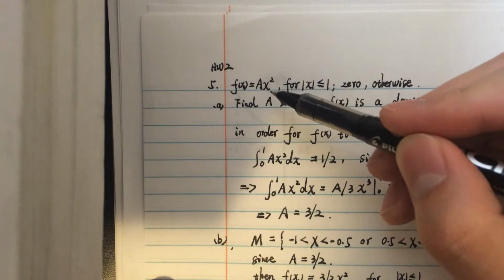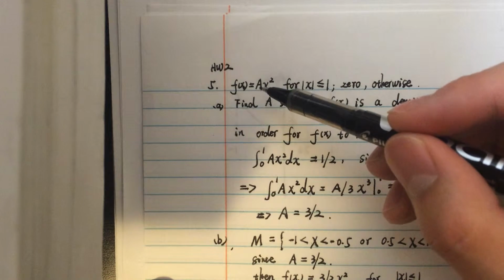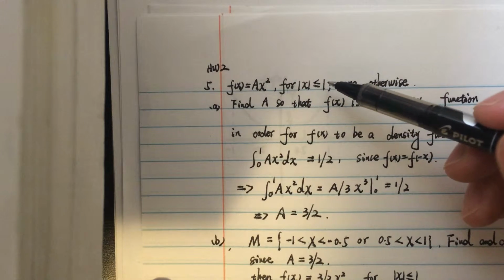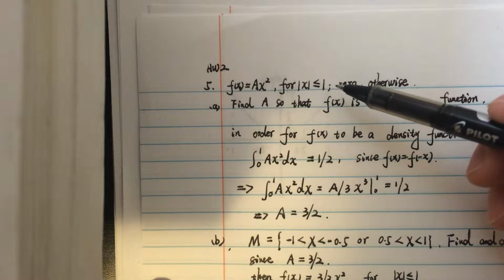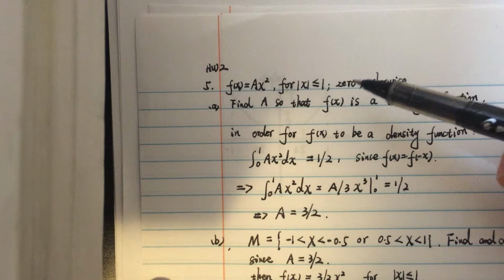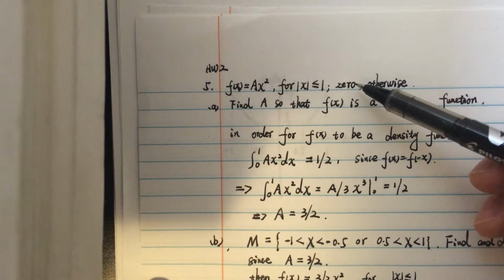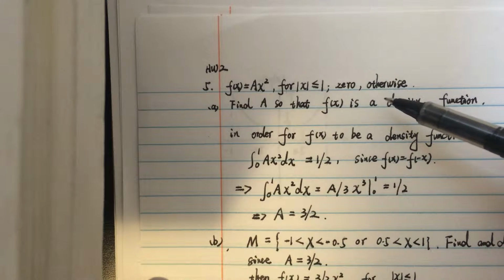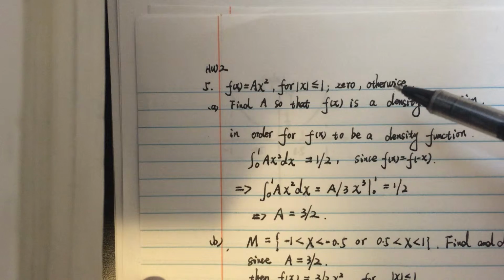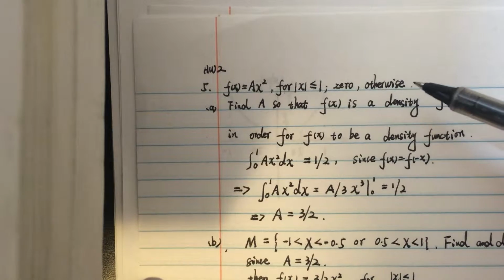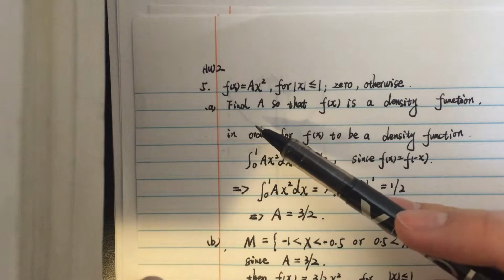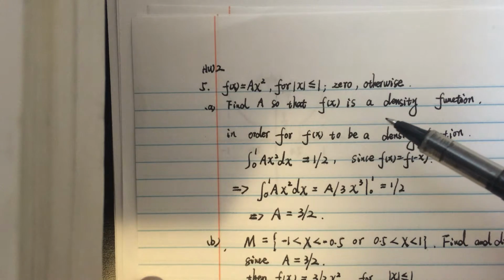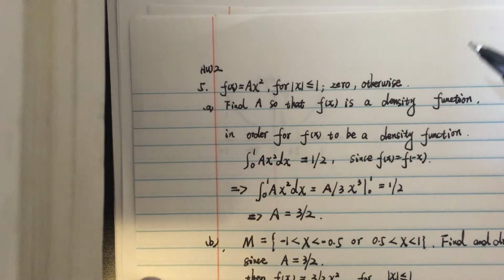Let f(x) equal a times x squared for the magnitude of x less than or equal to 1, and f(x) will be 0 in the other region. The first question is to find a so that f(x) is a density function.